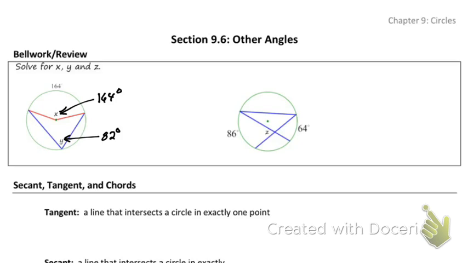Can someone walk me through that next one? It looks like most of us got it right. Either we guessed or we just got it.